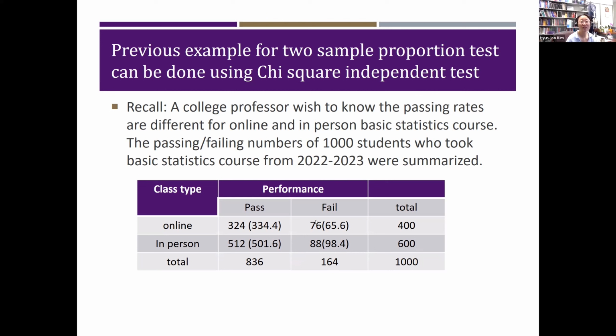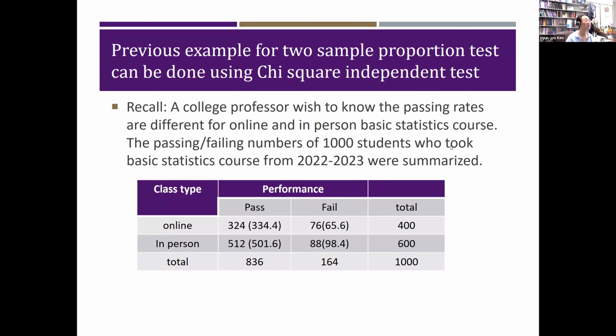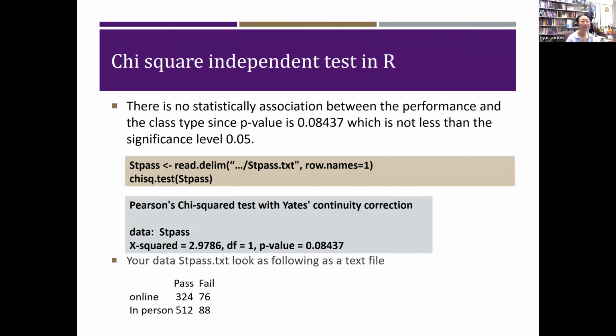Then the test statistic is again the sum of squared differences. Again, we know O_i and E_i. So it is the sum of the squared difference between observed and expected value divided by the expected value for each category, and you just sum up, and that will be your test statistic. And again, we're not going to do that by hand.